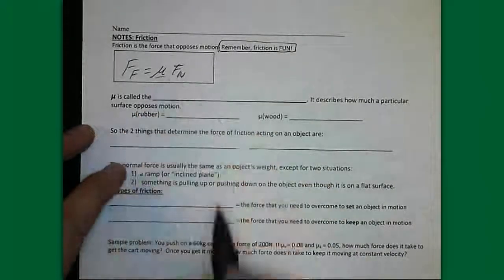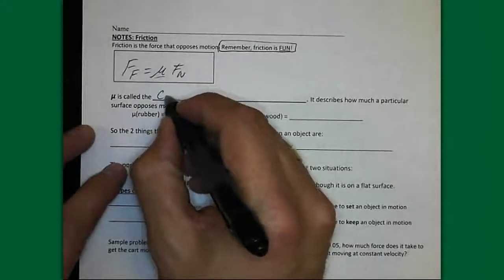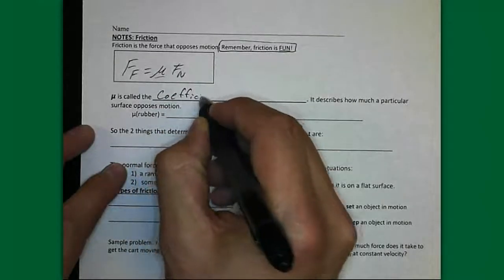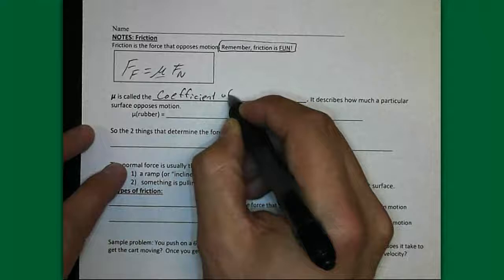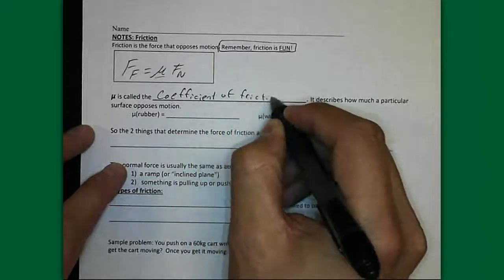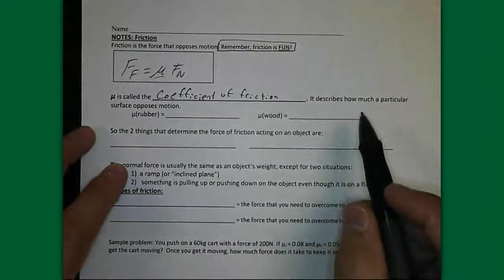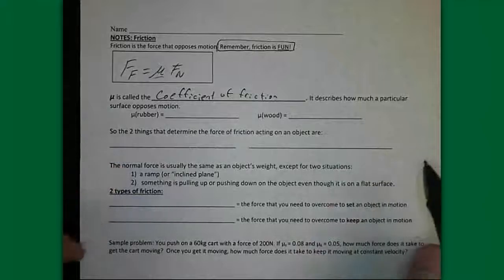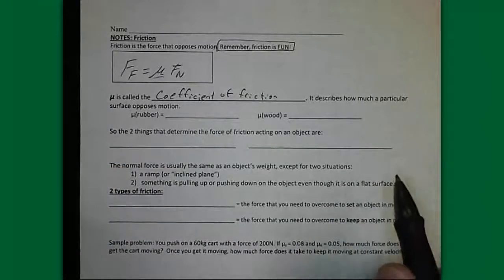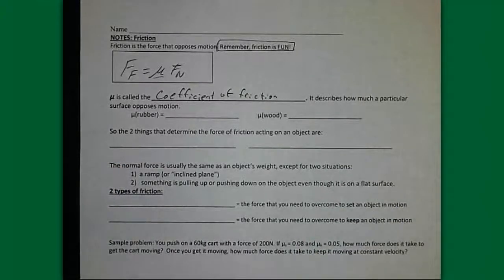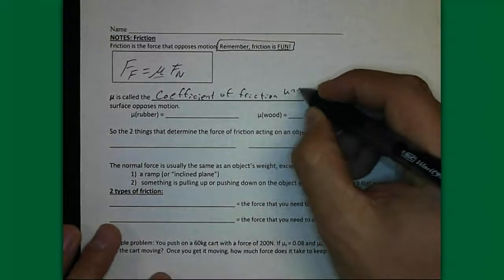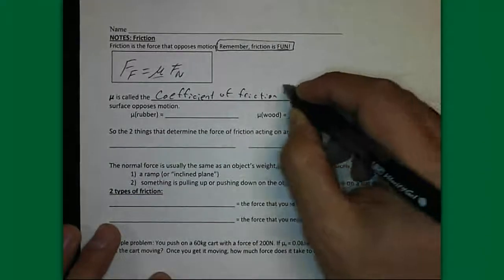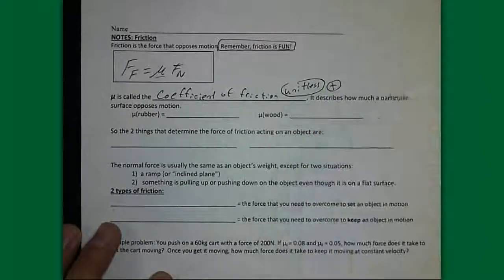But this mu may not be. Mu is called the coefficient of friction. And the coefficient of friction is just a number that simply describes how much friction a surface has, how much a particular surface will oppose the motion of something else rubbing against it. The coefficient of friction is unitless, and it's also always positive.